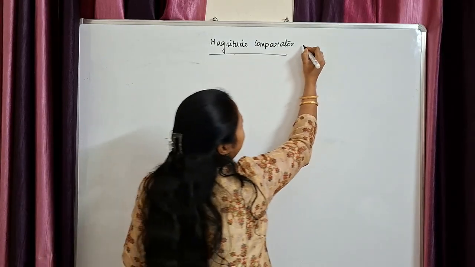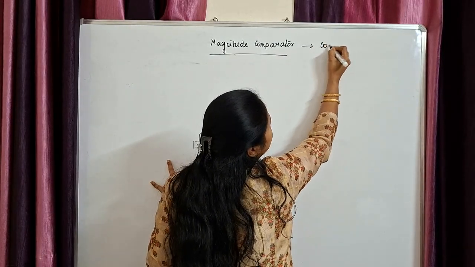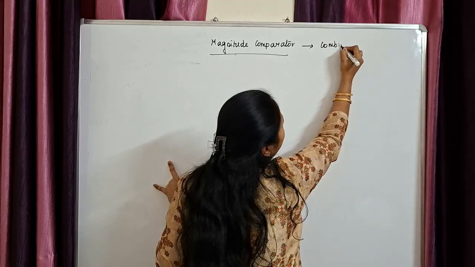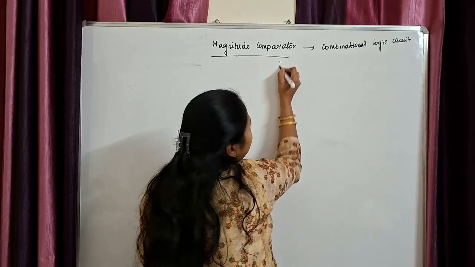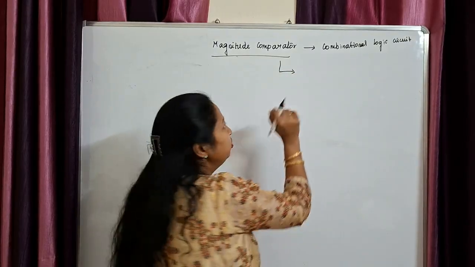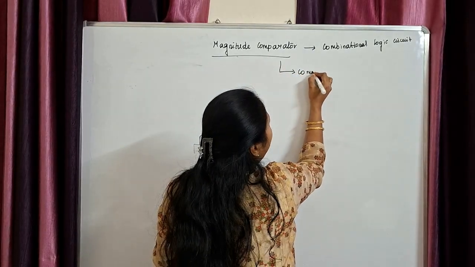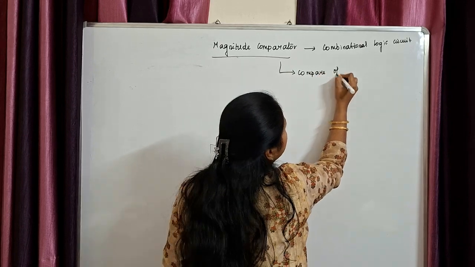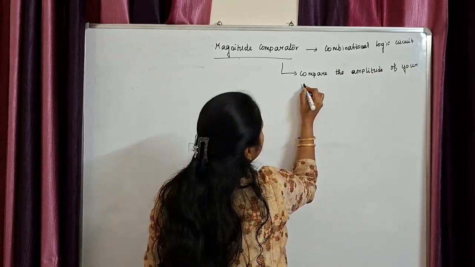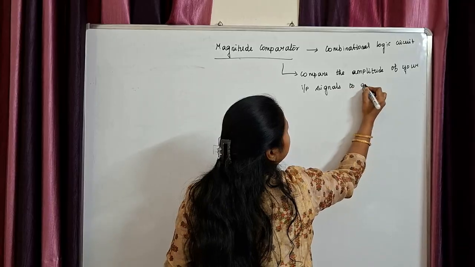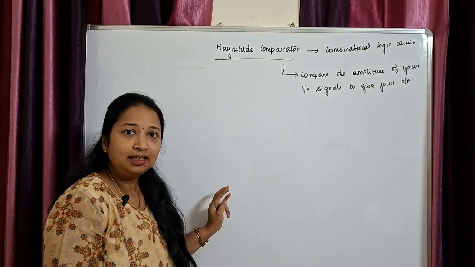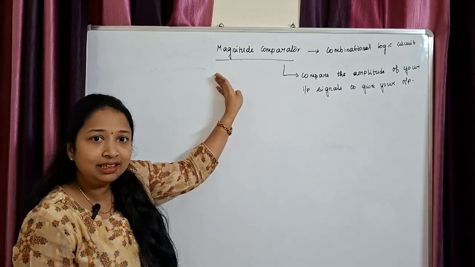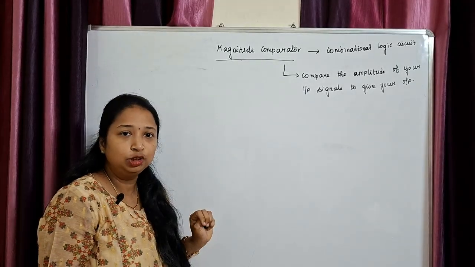Now, what is a magnitude comparator? Magnitude comparator is again an example for your combinational logic circuit. It is mainly used to compare the amplitude of input signals to give your output. Is it clear? Now, let's see how to design this magnitude comparator using combinational logic circuit.